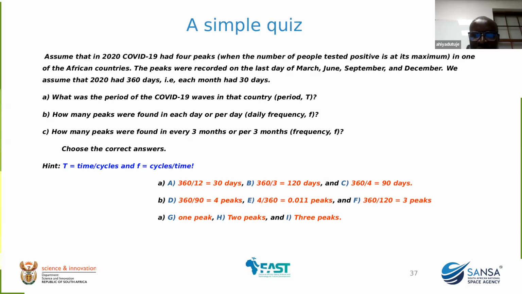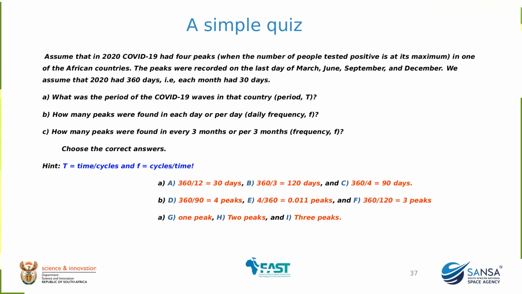Yes, that is your crest or your peak or whatever. So your period is going to be 3 months. The answer is C, but I hope everyone got it right. So the answer is C for A. Because you have 360 days and you have 4 peaks. If I'm taking the time that has been given, it means it's 90 days. Yes, correct. 3 months.